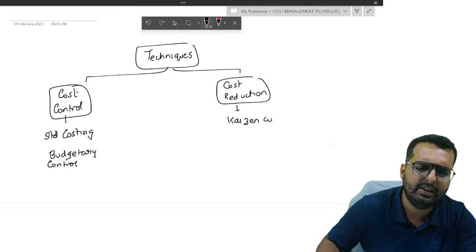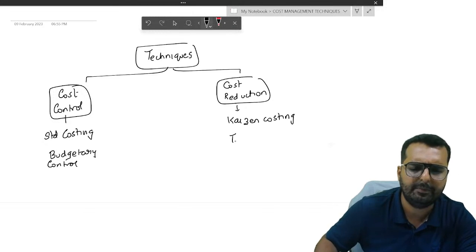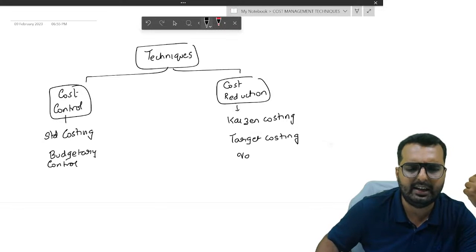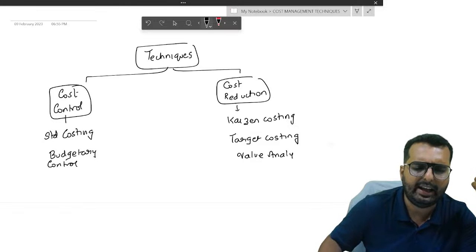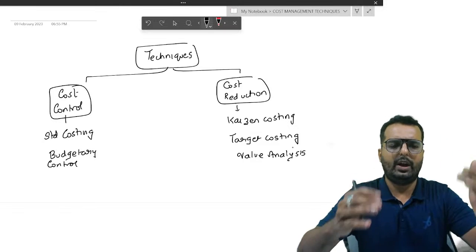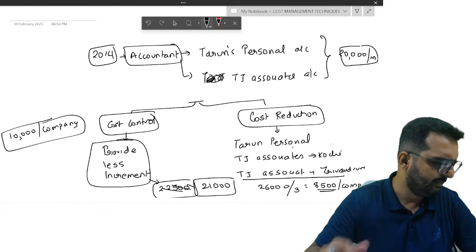Like there is a technique called as Kaizen costing. There is another technique called as target costing. There is a technique called as value analysis, etc. Can you write down this in your books or scribble it down fast?